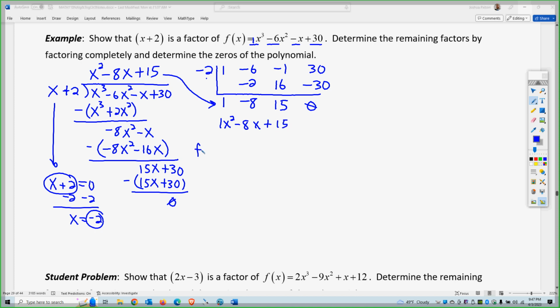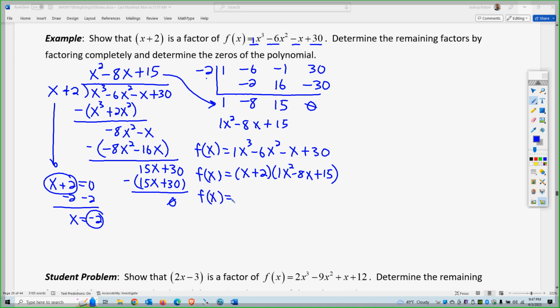So if I write the function down, f of x equals 1x to the third minus 6x squared minus x plus 30. If I rewrite the function now with the factor divided out, I divided out the factor of x plus 2, and I'm left with 1x squared minus 8x plus 15. So if I multiply those two back, I get the original cubic. So I can keep going with the factoring. So f of x equals x plus 2 times this factored quadratic.